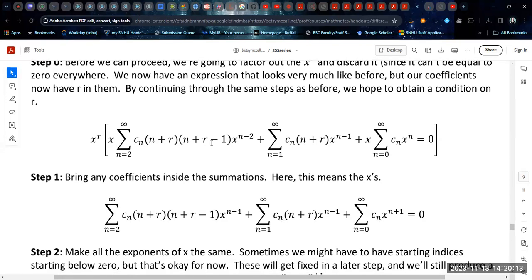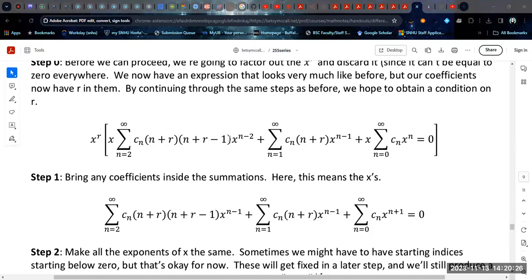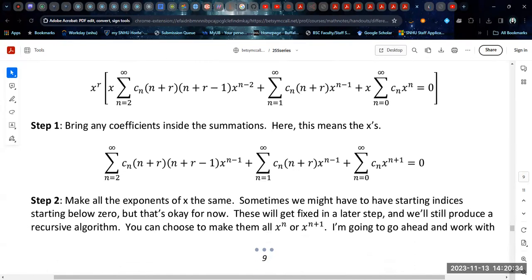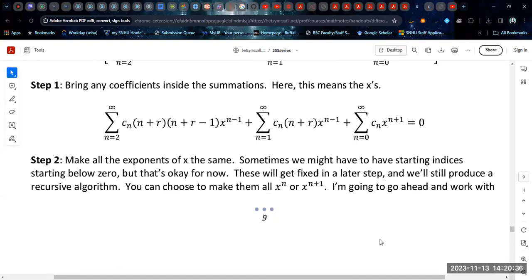And that leaves us with, now again, the x to the r can come out. The other r's can't come out, but x to the r can come out. And that leaves us with this expression. So all the x to the n plus r minus 2's become just x to the n minus 2's, and so forth. And then we can continue with our process the way that we did before, more or less.